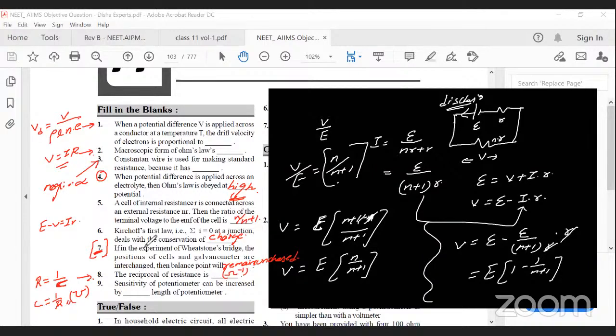To increase potentiometer sensitivity, I have to increase the length of the potentiometer, and the two are proportional to each other, right? Length, I need to increase it. Okay, increase length of potentiometer. Any doubts here? Right one. Let's see the next one.